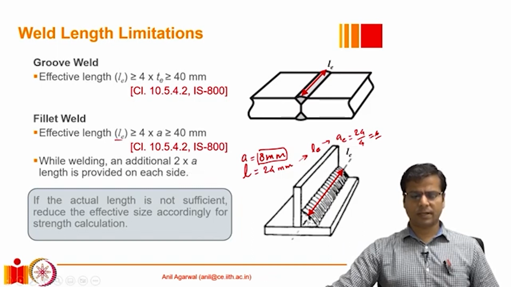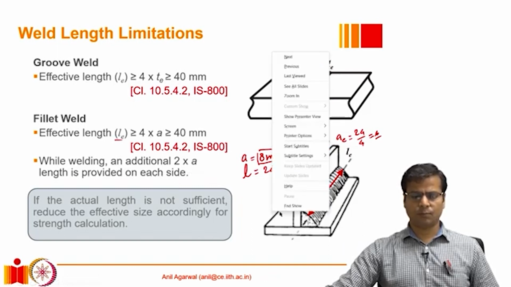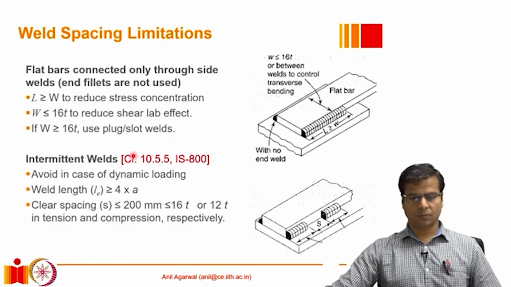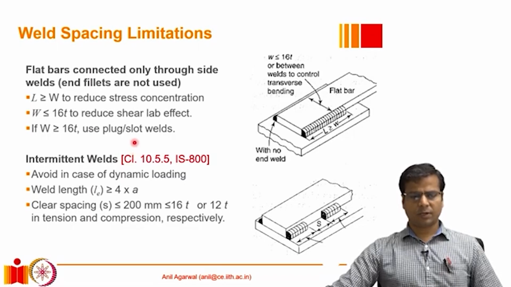Also, one must notice that whatever weld we provide as per the design and the drawings, the welder at the site will also add some length to that weld, and an additional at least 2 times the size of the weld is usually added to the fillet weld on each side. There are also some requirements about the placing of the welds in terms of how far apart the welds can be in the direction of the load, in the direction perpendicular to the load, and so on.